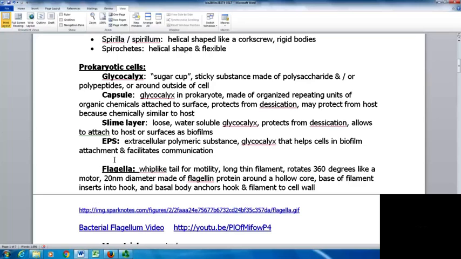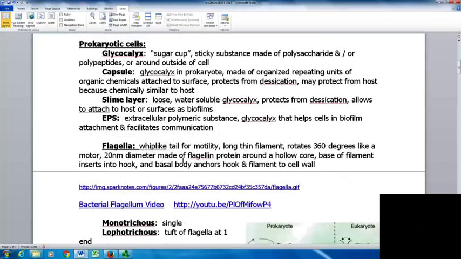A flagella is a whip-like tail for motility. It's a long filament. In bacteria, they rotate 360 degrees like a motor. They're 20 nanometers in diameter and made of flagellin protein around a hollow core. The base of the filament inserts into a hook, and then the basal body anchors the hook and filament to the cell wall.